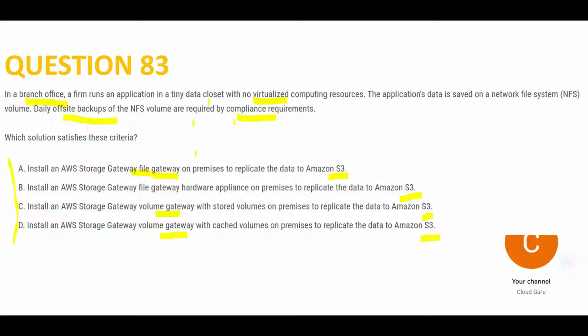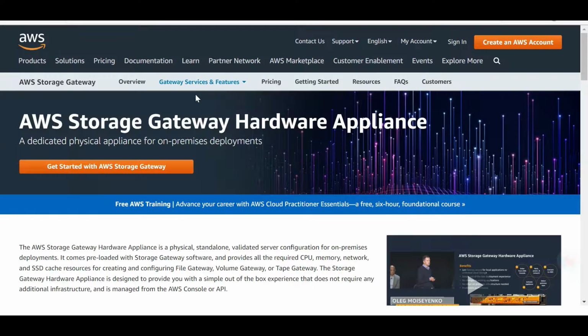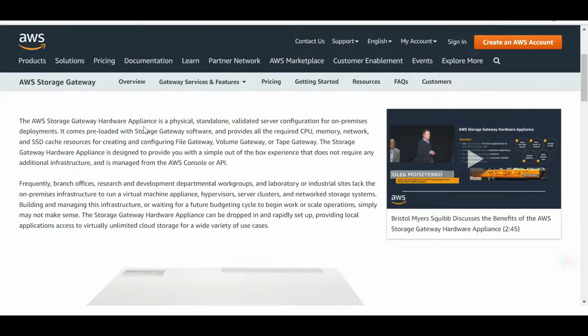And only B is talking about hardware. So I will have to put one hardware here first so that it can send data to AWS S3. So the first thing, even before you use file gateway, etc., please put the hardware first. And this hardware is already loaded with storage gateway software. And this can be anything: file gateway, volume gateway, or tape gateway.